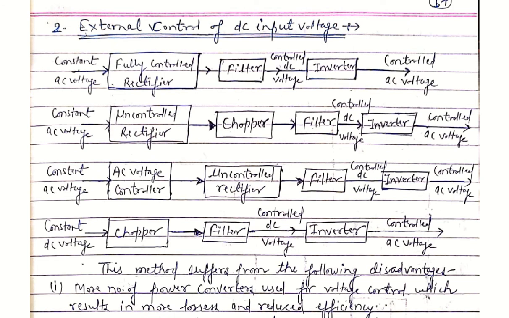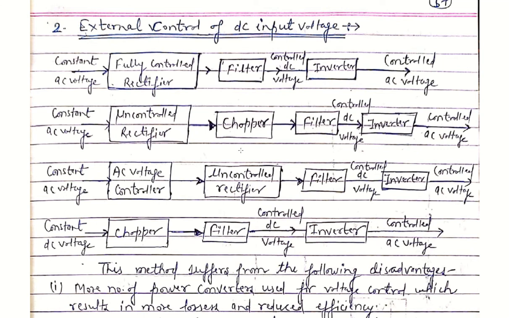So that the output voltage is controlled. The second one is the uncontrolled rectifier, which uses diodes. Using this uncontrolled rectifier, a DC output voltage is again obtained, and this DC output voltage is applied to a chopper. By using the duty cycle of this chopper, we control the DC output voltage of the uncontrolled rectifier. Again, it is smoothed by a filter and applied to the inverter input to obtain the controlled AC output voltage.